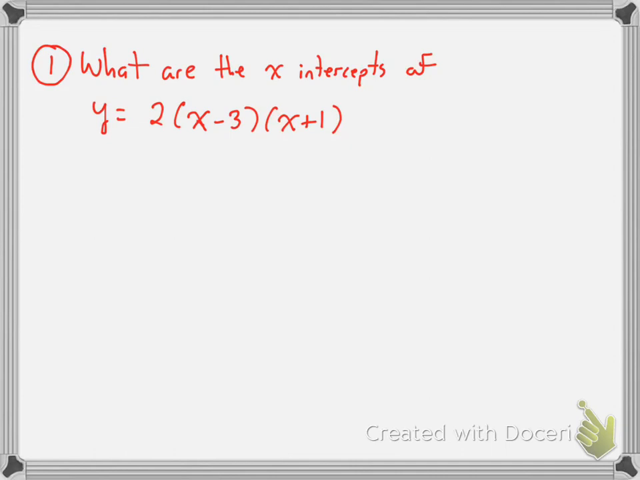So in this problem, if I gave you an equation in factored form, and I asked what are the x-intercepts of that equation, here we have y equals 2 times x minus 3 times x plus 1. My x-intercepts would be at the coordinates 3, 0, and negative 1, 0. So what's important to note here is that if I see x minus 3, that means I have a zero at positive 3, 0. Similarly, if I see x plus 1, that means I have a zero at negative 1.